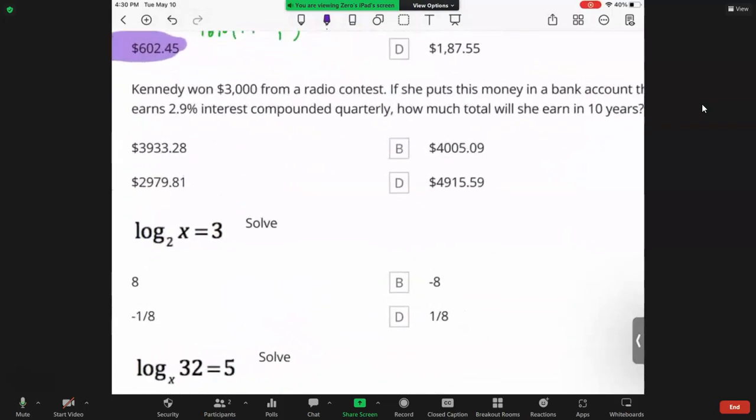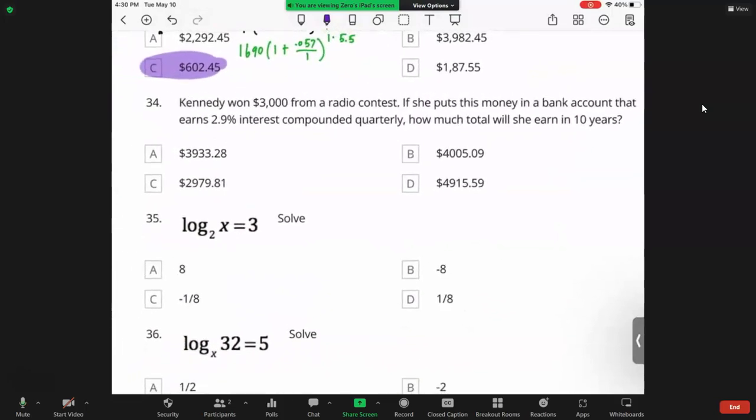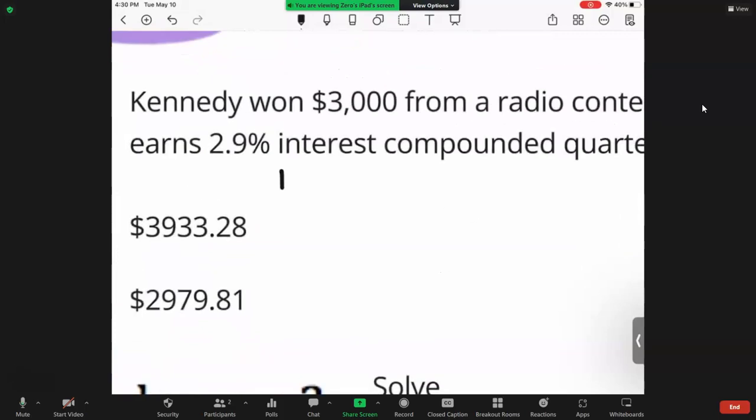Number 34. Kennedy won $3,000 from a radio contest. If she puts this money into a bank account that earns 2.9 interest compounded quarterly, how much will she earn in 10 years? Okay, so same formula. P times 1 plus R divided by N, and then N times T up top.